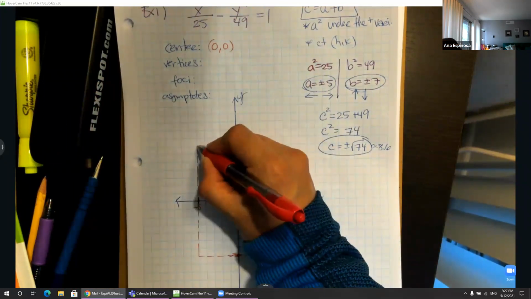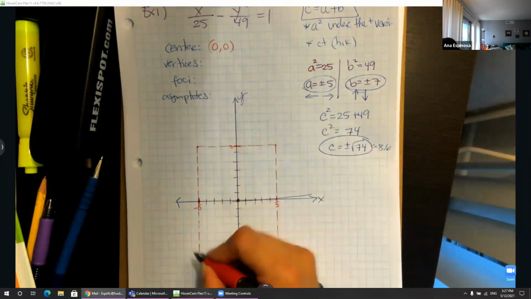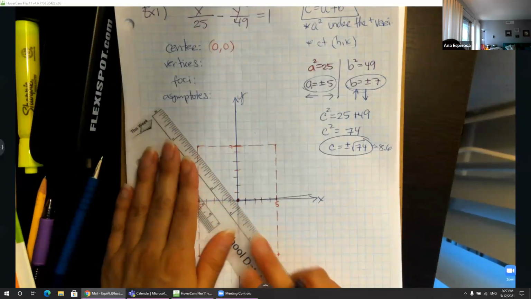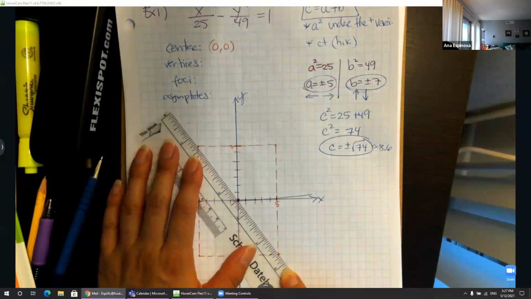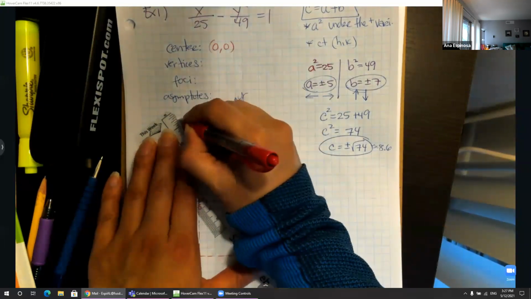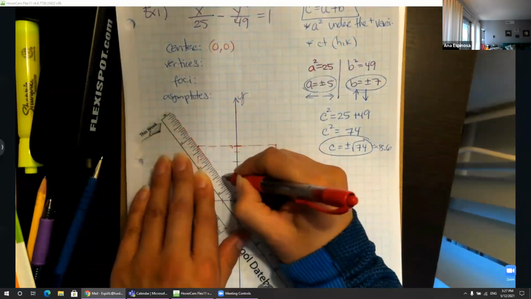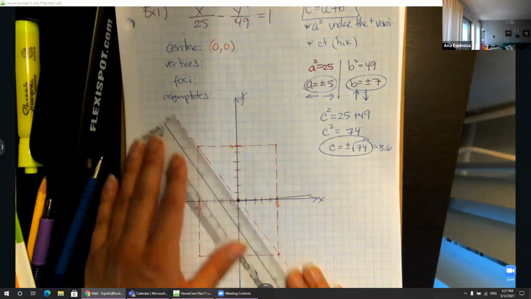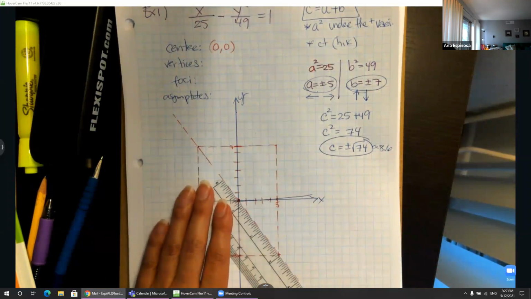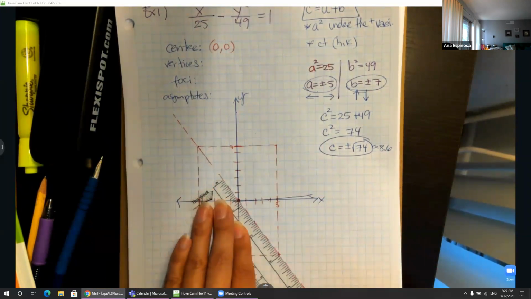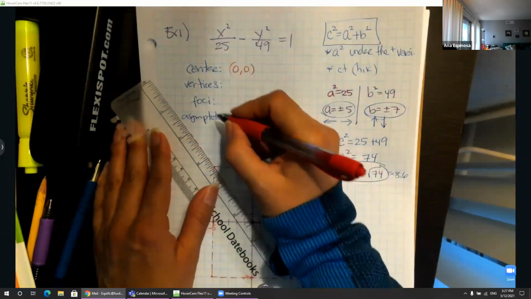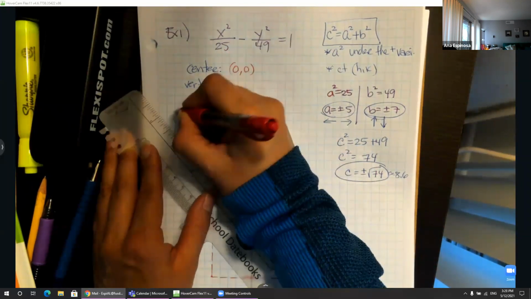Then through the corners of the box, you're going to make your asymptotes, which are going to guide the width of your hyperbola. So you're going to go like this. My ruler is not long enough, but that's not the point. This line is going to go through the center. It's going to go through the middle, 0, 0. Let me just make it long. And you're going to do the same thing the other way.